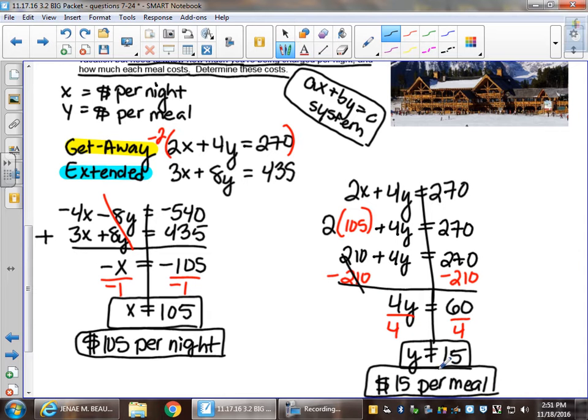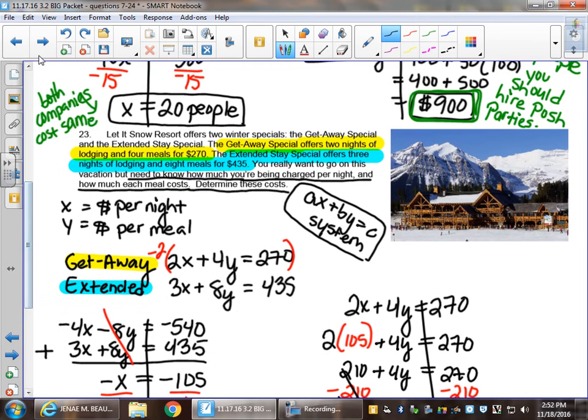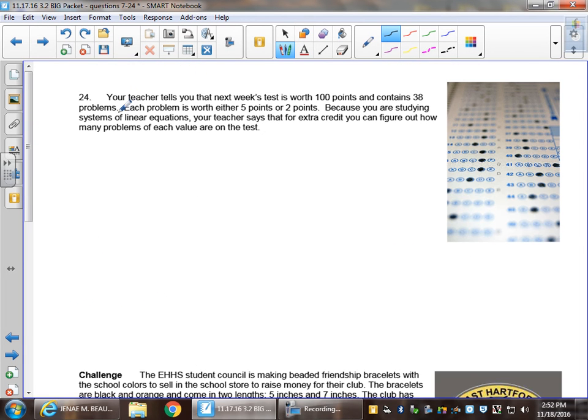So at this resort, it's $105 per night. And for the meals, $15 per meal. And we've answered our question. That wraps up 23. Number 24. Last question in the workshop.